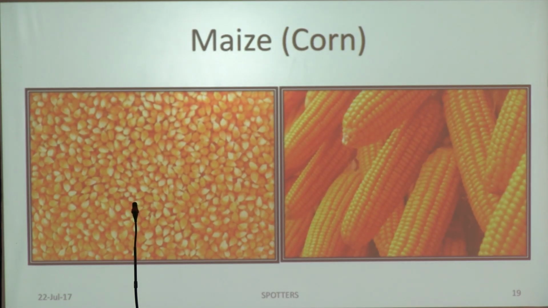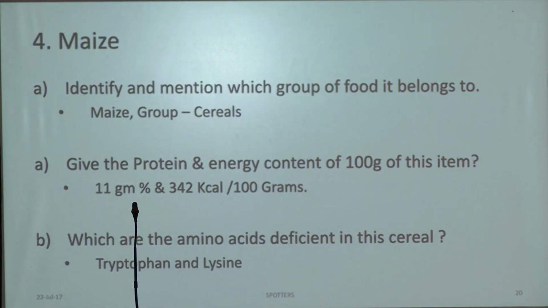Now coming to the next item, that is maize or corn. This thing will not be given obviously. This will be given. Again, what is the group? Cereal. Protein and energy content, that is 11 gram% and 342. So, it is the same again for rice, wheat and corn. The energy amount given per 100 gram is always the same.